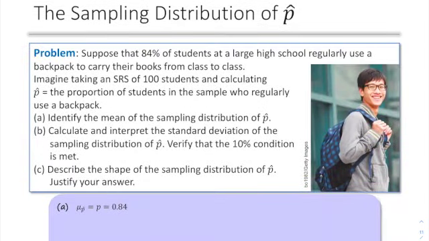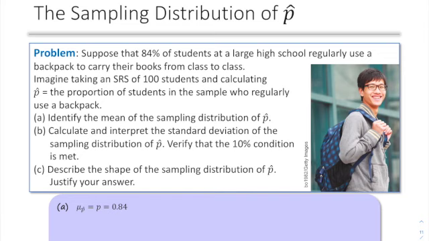So let's go through an example. Suppose that 84% of students at a large high school regularly use a backpack to carry their books from class to class. Imagine taking a simple random sample of 100 students and calculating p hat to be the proportion of students in the sample who regularly use a backpack.